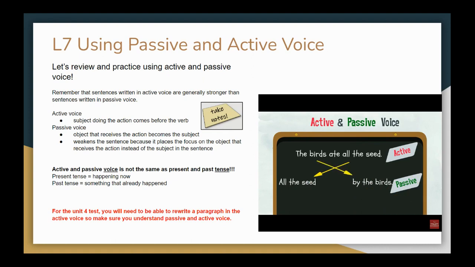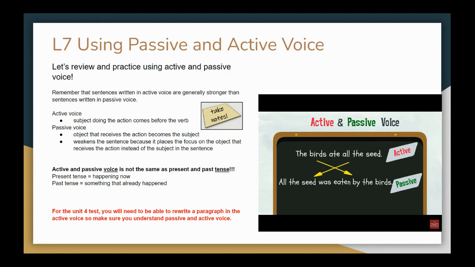We also need to add the word by. We then use the matching form of the verb to be in combination with the past participle of the verb, which in this case is was eaten. All the seed was eaten by the birds. We know this sentence is written in passive voice because the subject is now receiving the action rather than performing the action.